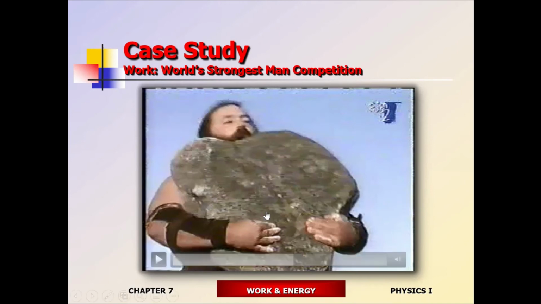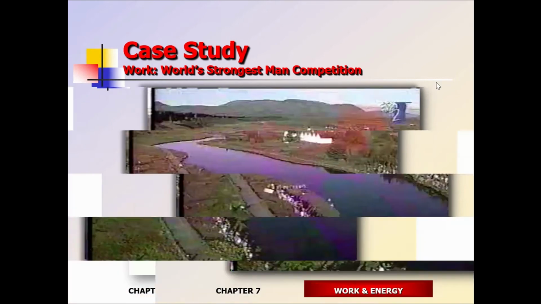Okay, so no work is being done on the stone, which means that he's not transferring any energy to the stone, but this guy's losing tremendous amount of energy because he's doing work on the ground. He applies a force on the ground in the opposite direction of his motion. As a result, there's negative work being done on it.